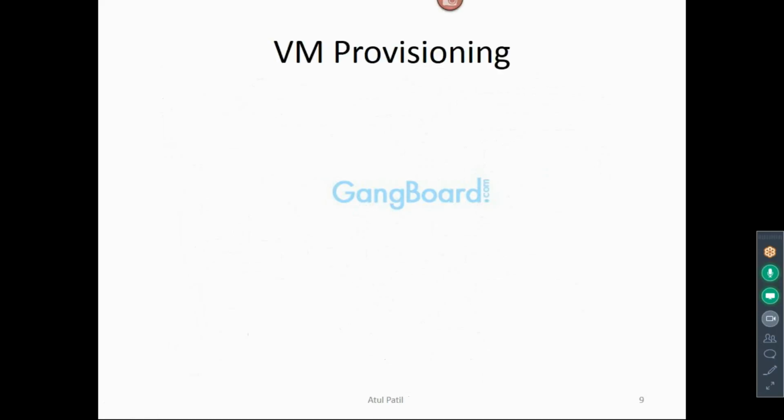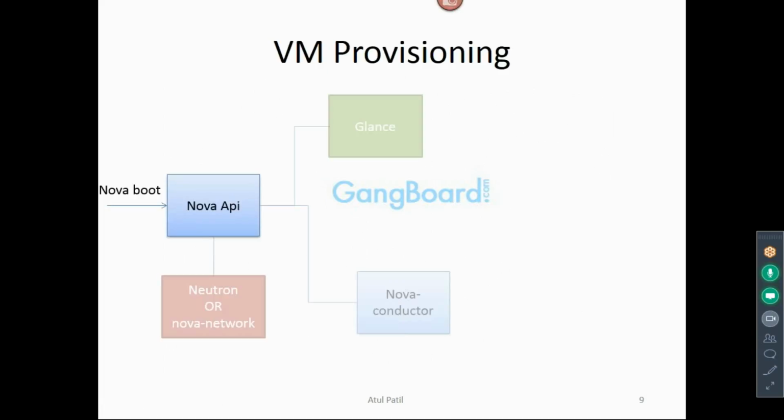So when Nova goes to provisioning a VM, what is happening in Nova? You can see Nova will boot, then it goes to Nova API. So when we are creating the machine, it will first call the Nova API: I have to create the machine.